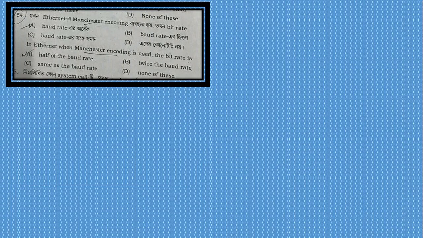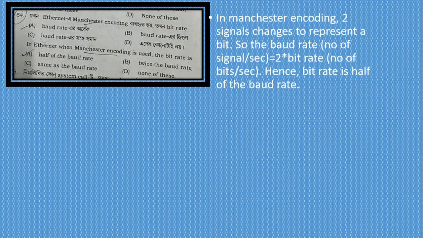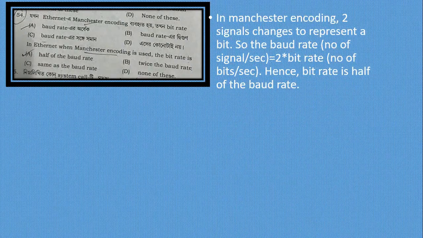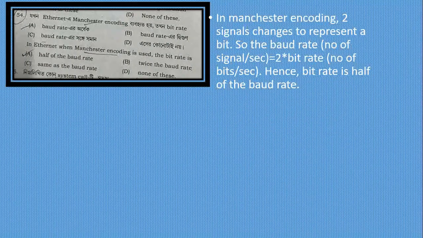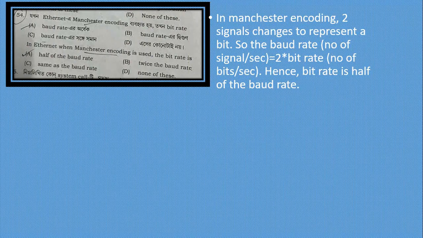In Ethernet, when Manchester encoding is used, the bit rate is, if we calculate, half of the baud rate. So A is the answer.